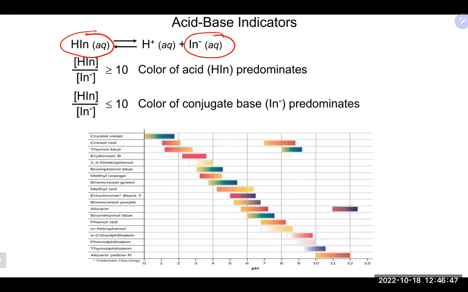If it's the opposite, if it's less than 10, then we'll see the base color occur. Depending on the pH range that you have for that indicator, you typically will see some type of color change as the pH increases. The goal of selecting an indicator is, in most titrations, we usually want to stop at the equivalence point. So we usually want to select an indicator that will actually change color when we get near the equivalence point.